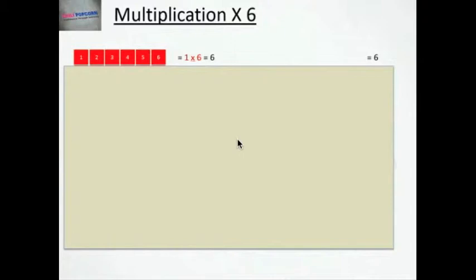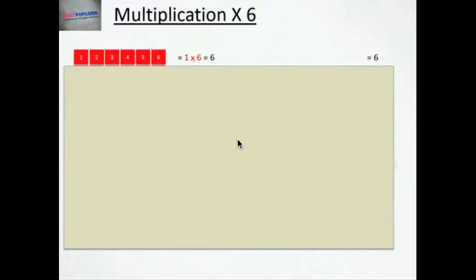Hi, this lesson is carrying on with multiplication. Remember in the previous lesson about multiplication we did 1, 2, 3, 4, 5 and 10 times table. In this lesson we're going to carry on and do 6, 7, 8, 9, 11 and 12 times tables. So let's look at 6 times tables.